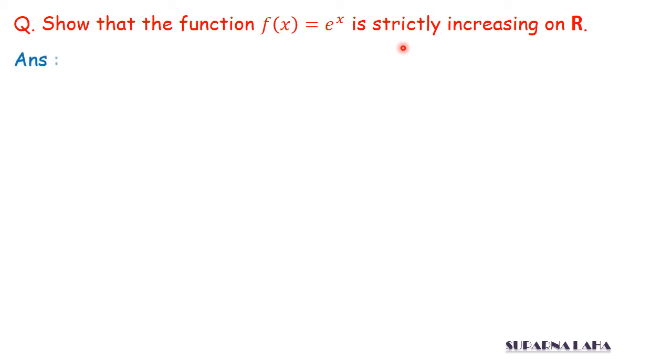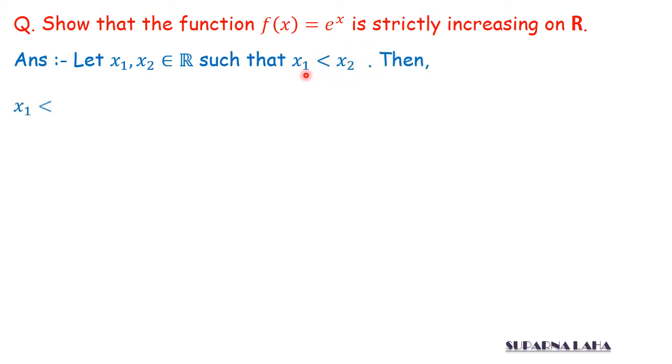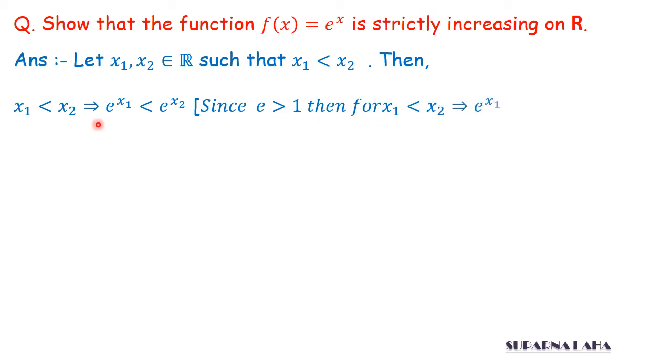So take any two points x1, x2 in this set of real numbers such that x1 is less than x2. Then x1 less than x2 implies e to the power x1 is less than e to the power x2, since e is greater than 1. So if we take the power of e, it will always follow this property.